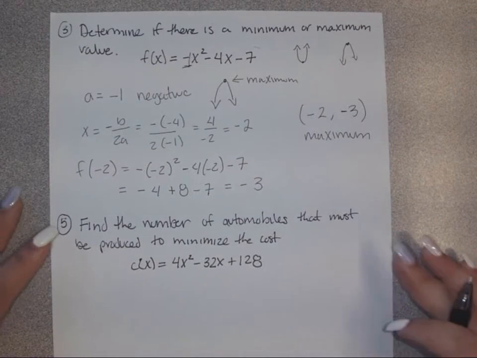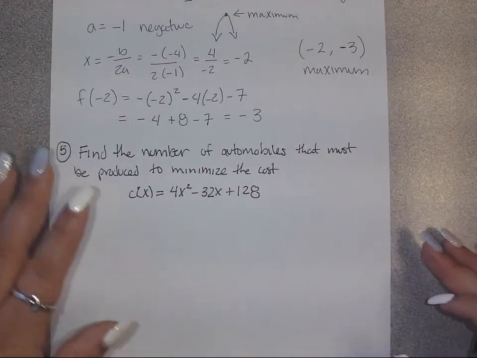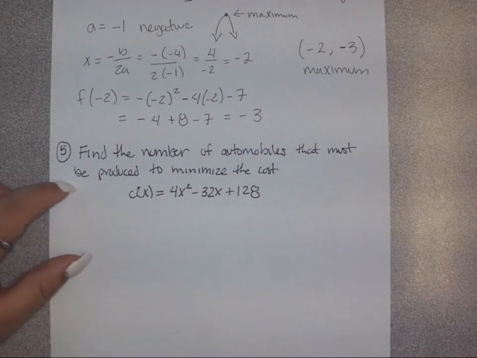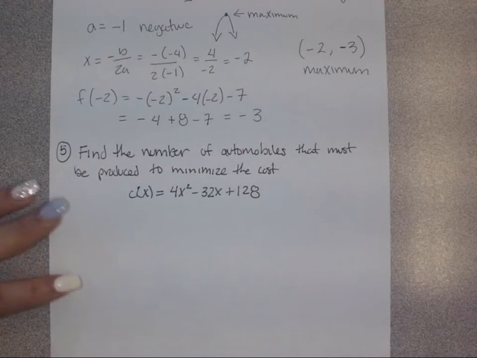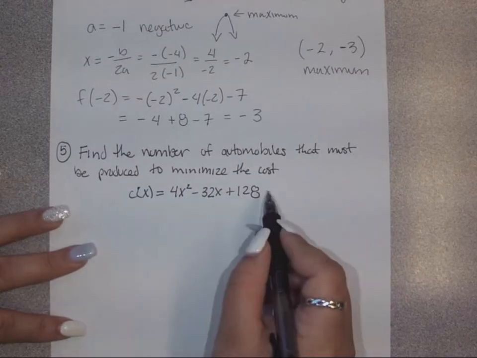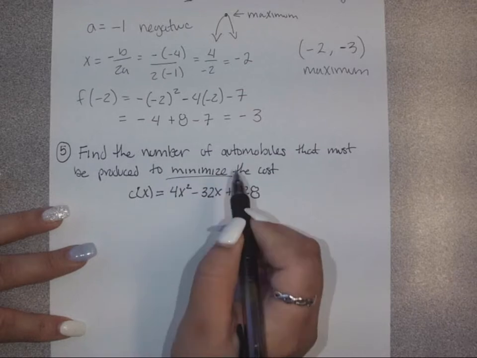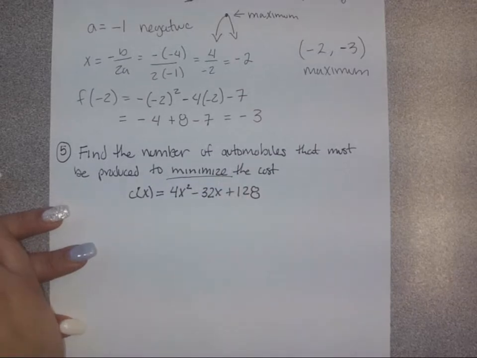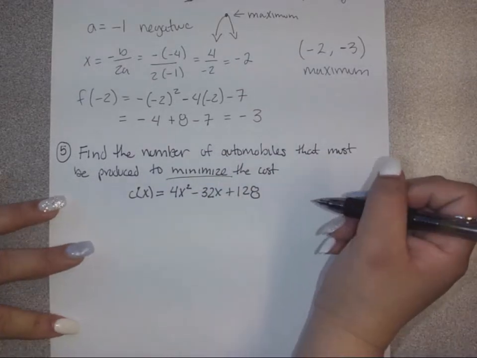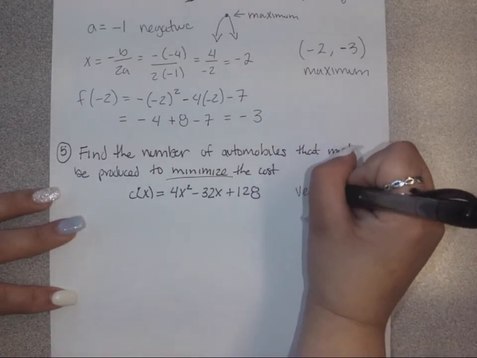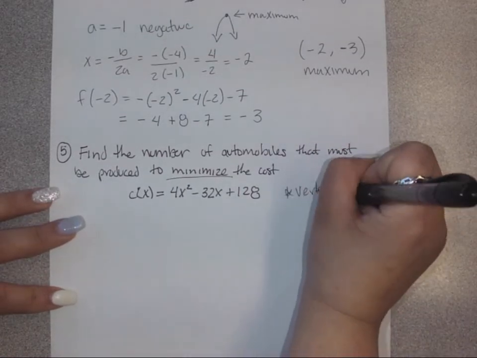If you come across a word problem where they're asking you to find, in this case for our review, the number of automobiles that must be produced to minimize the cost, look at your function. Our cost function is modeled by a quadratic function. If we're talking about minimizing the cost, then we know we're dealing with a minimum point. All they're referring to is the vertex point.